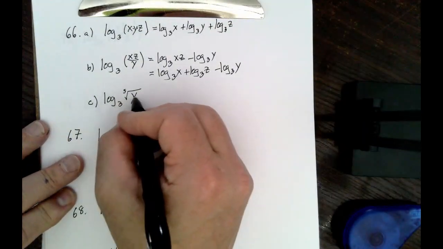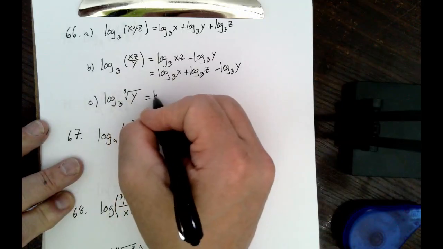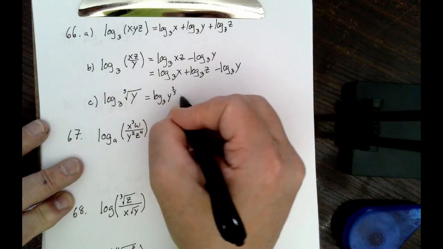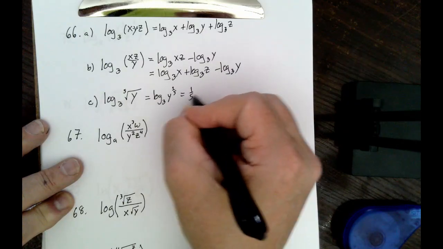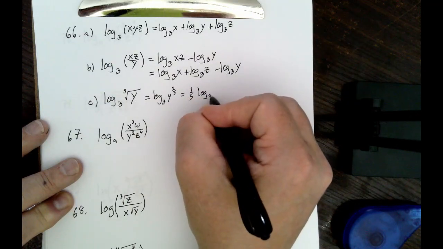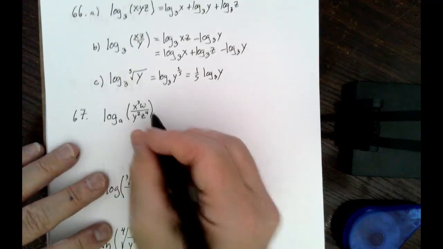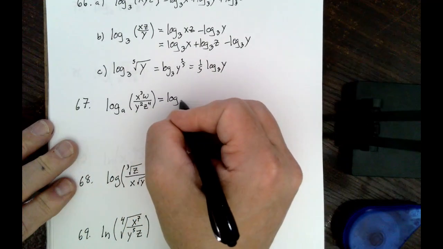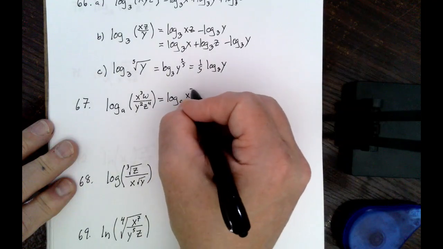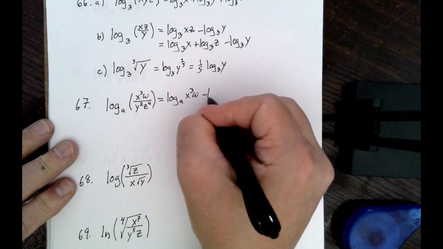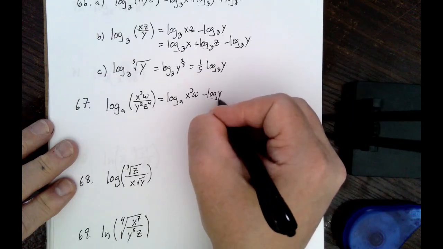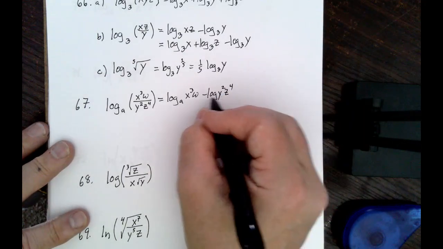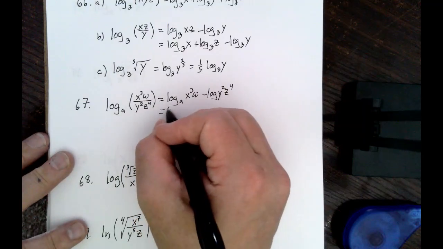This fifth root becomes 1/5 power. And you can bring the 1/5 out front. That's all you can do there. This becomes subtraction. Okay, and each one of these is multiplication, which breaks up into addition.